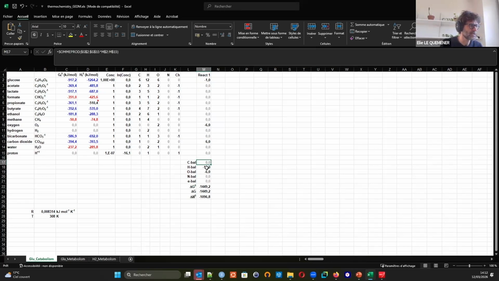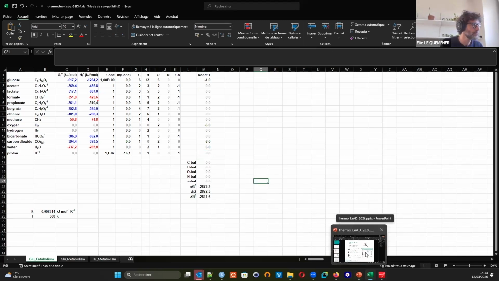If you have something different than 0, it means that there is a problem somewhere. Here you see that you have a deficit in H and O, and if I add 6 water, then the balance is fine, and we have this value of the delta G. If you end up with something like that, it means that there is a problem. You have to balance your reaction before you can compute your delta G. Okay, that was it for this first illustration.